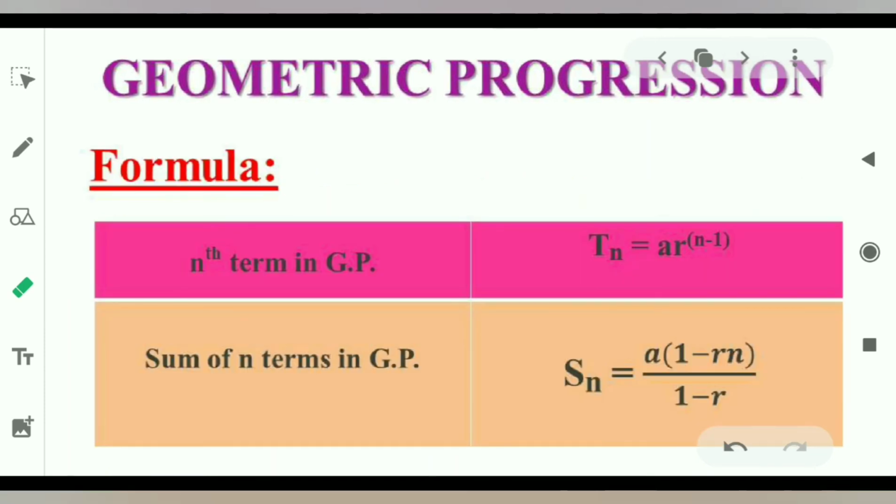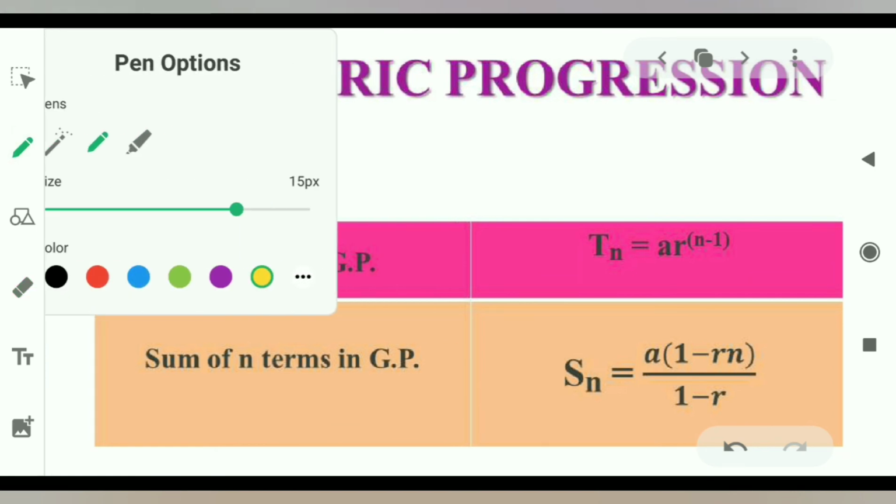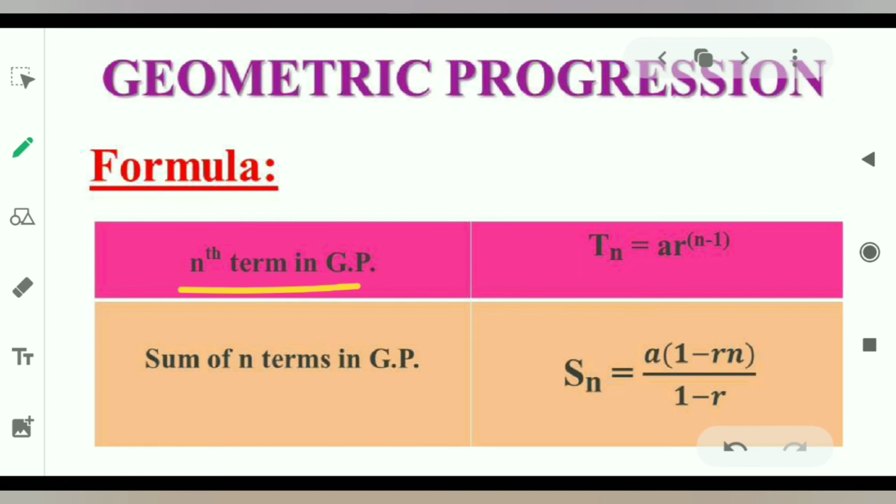Next, let's quickly read the formula of geometric progression together. Okay, are you all ready for learning? What we have learned in arithmetic progression? Two formulas. Nth term of AP and sum of n terms, right? Okay, here also we are going to see the same thing but different formula. Okay, first formula, nth term in GP. Nth term in GP is given by Tn is equal to A into R to the power n minus 1. Here A is the first term, R is the common ratio, n is the nth term.